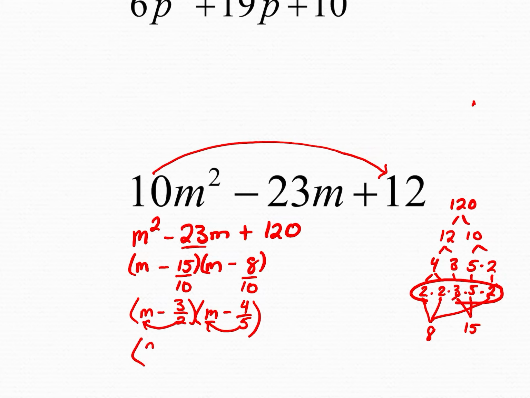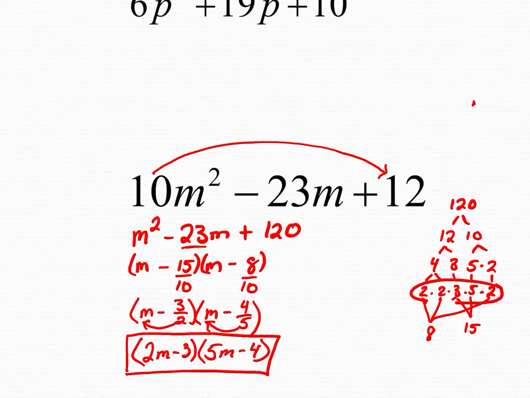And so our final answer is 2m minus 3 times 5m minus 4. And again, there's your final answer. If you have any questions about that, let me know. We've got a few others we're going to do, but that is what this section's all about.